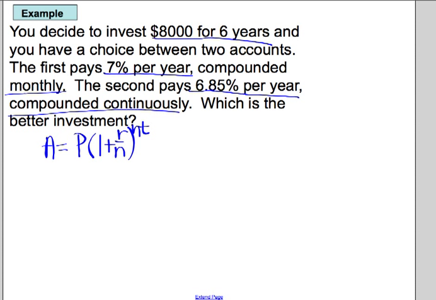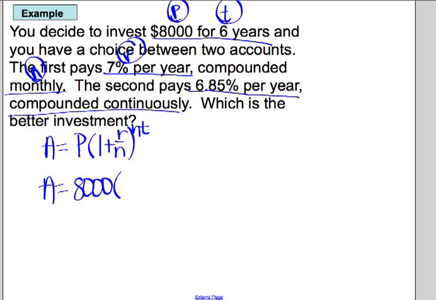In this case, our P is 8,000. That's how much we're starting with. Our time is 6 years. Our rate is 7%, and monthly is going to give us our N. So putting that all together, we'd get 8,000 times 1 plus our rate as a decimal, 0.07, over 12, since compounding monthly means it's going to happen 12 times a year, to the 12 times 6, NT. Go ahead and use your calculator, pause your video, and try to see how much that will equal.